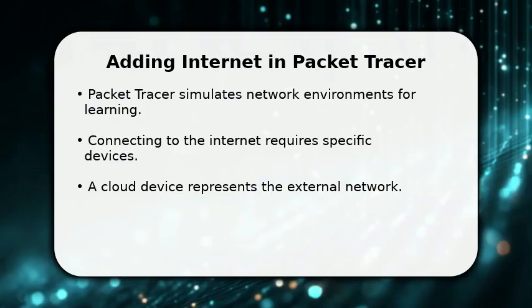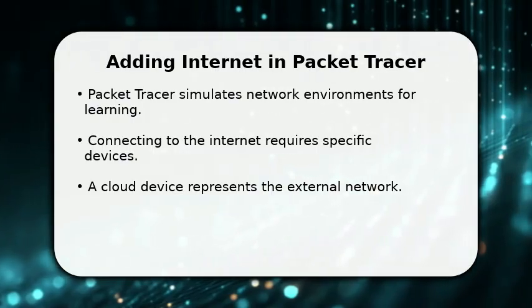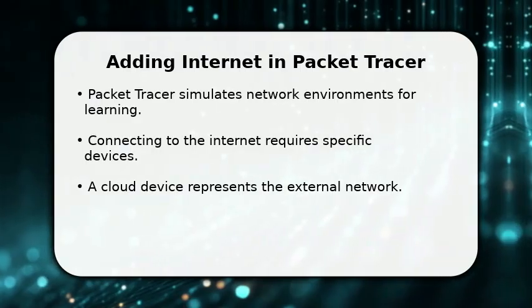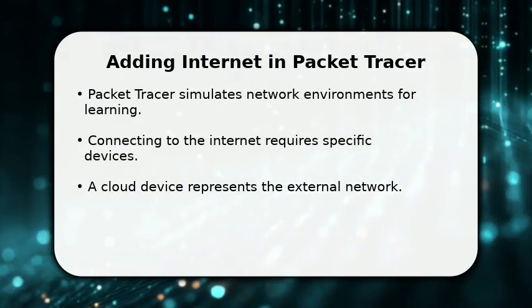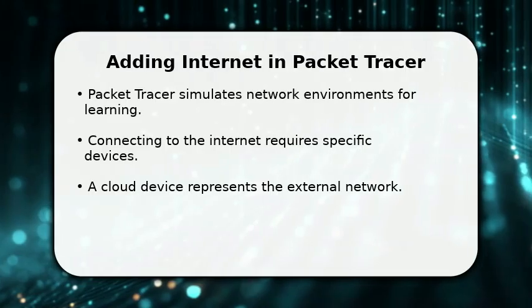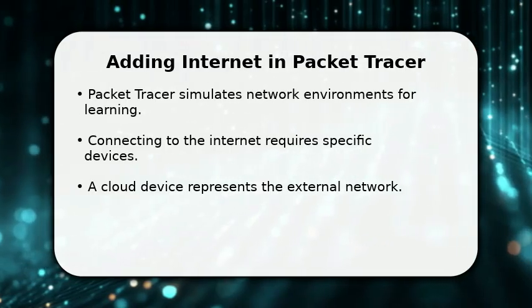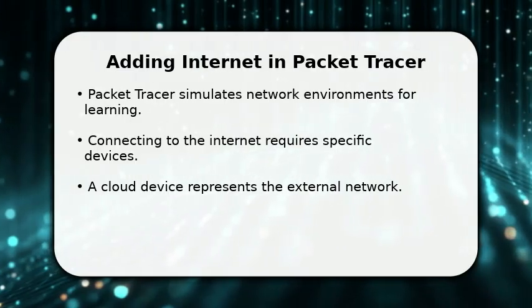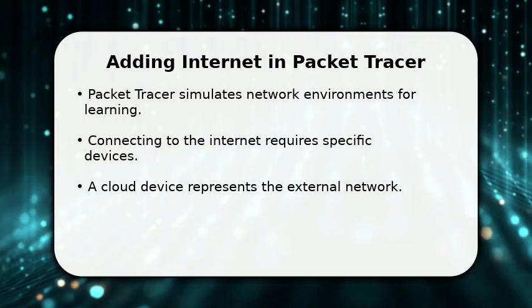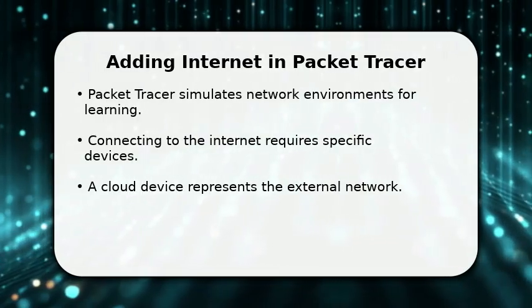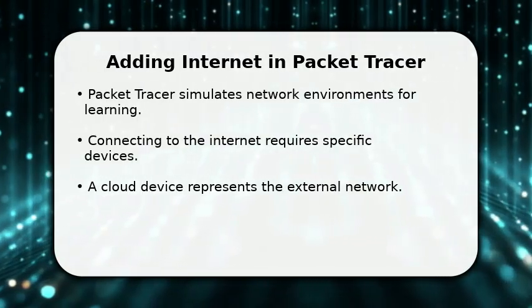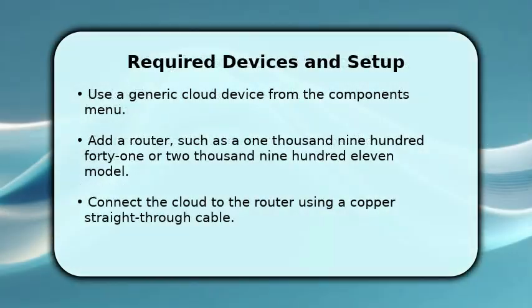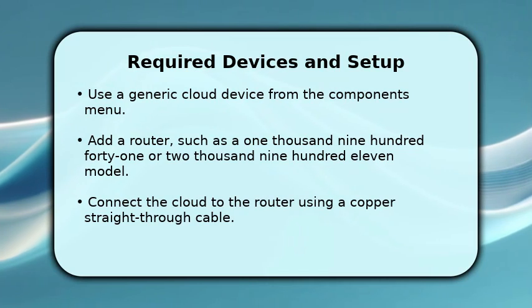In this video, I will explain how to add internet in Packet Tracer. We'll explore the essential steps to simulate an internet connection within your network topology. This process involves using a cloud device to represent the external network and configuring a router to act as the gateway. You'll learn how to connect your internal network to this simulated internet environment, enabling realistic network simulations for your studies. To begin, you'll need a few key devices.